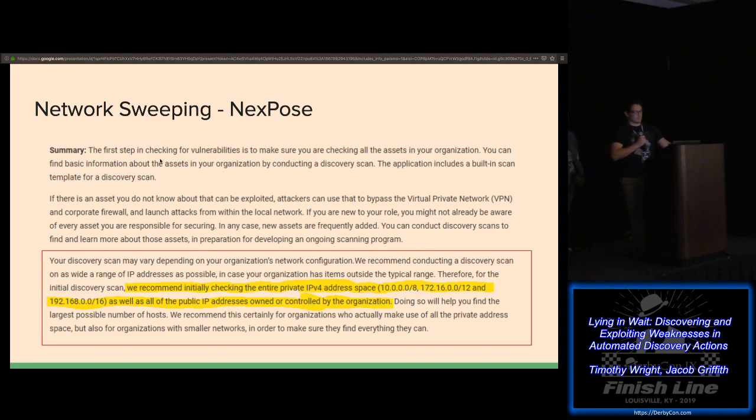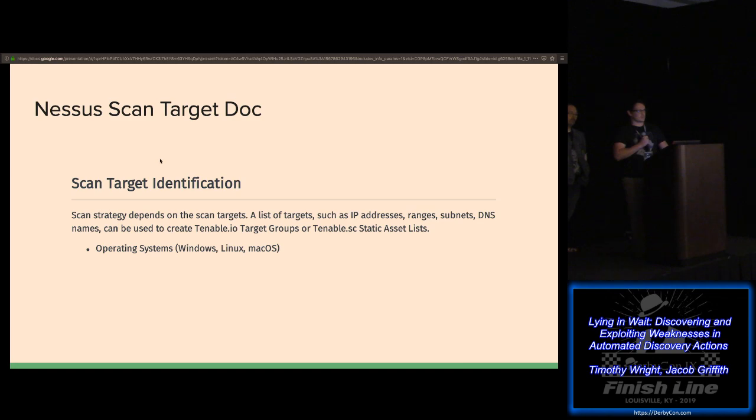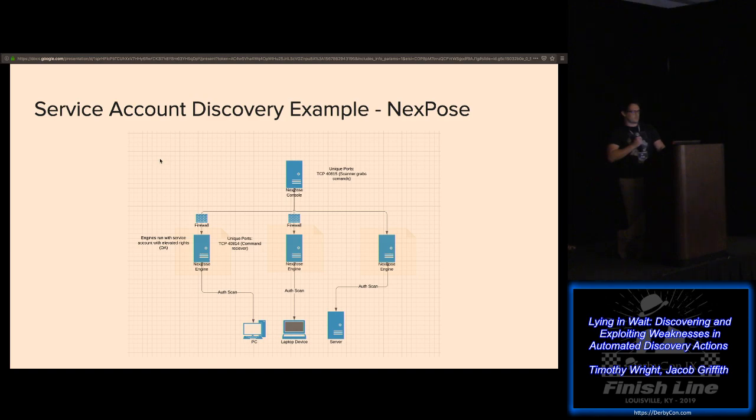Here's a screenshot from NexPose documentation where they recommend to check the entire private IPv4 space or do subnet sweeping as a method of vulnerability scanning. This is one of Nessus's documentation pages. Although it doesn't recommend subnet sweeping, it does say that that's one method that can be used with their tool.